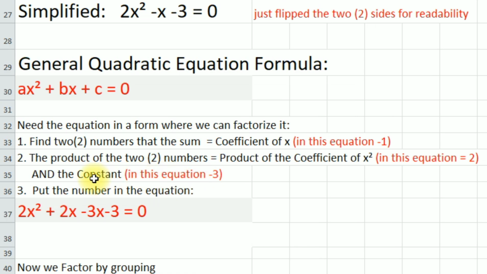That's the constant. So let's put the numbers into the equation and see if it makes sense. Because if you put the numbers in, it should come back to what we simplified it to. So here it is: 2x squared, remember the 2, x squared plus 2x minus 3x, 2 minus 3 takes you into a negative, which makes it now equal to minus x, minus 3, which is the constant, equals 0. That's how you do it. Let's move on.